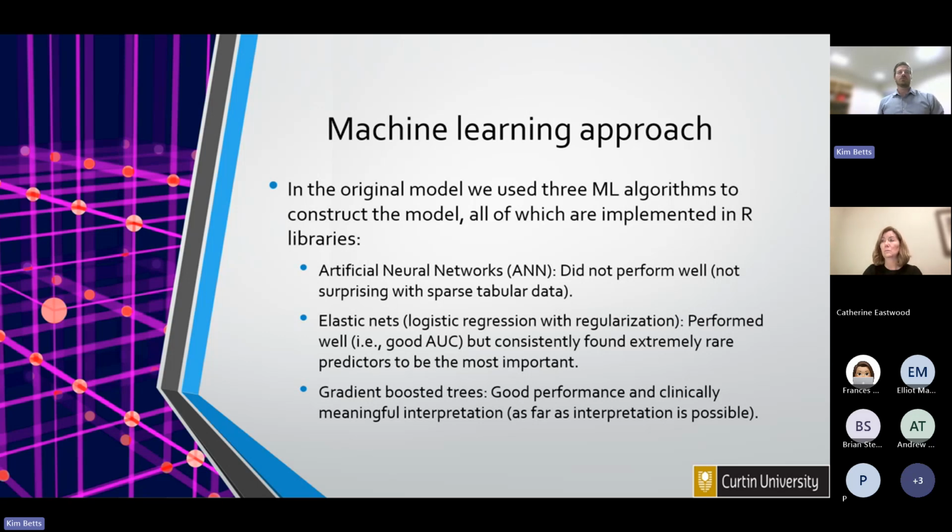It's not that there was necessarily a problem with that, but if you're going to use a model to benchmark and compare hospitals, you want all the surgeons on board and happy that the model makes sense clinically. And it was just a bit strange that some of these rare conditions were so important when they were not well represented in the data. And then gradient boosted trees, which got slightly better performance than elastic nets and produced far more clinically meaningful interpretations, as far as it is possible to interpret these very complex models.